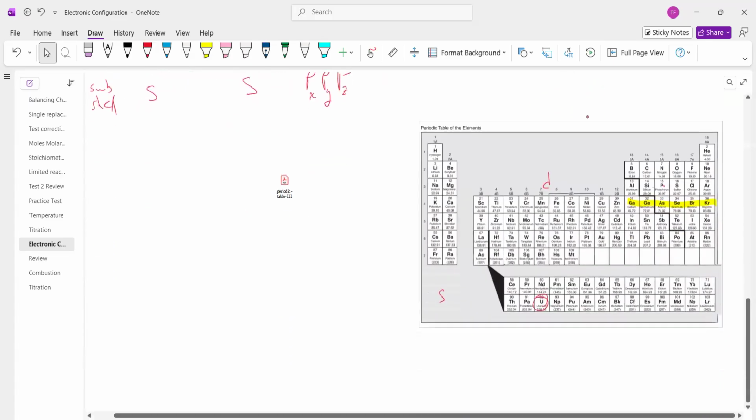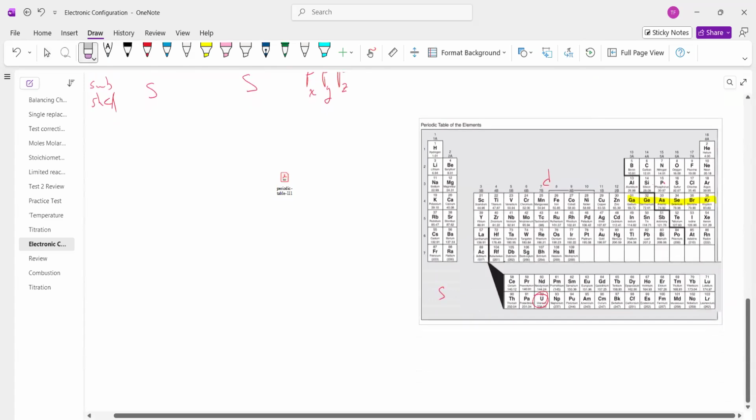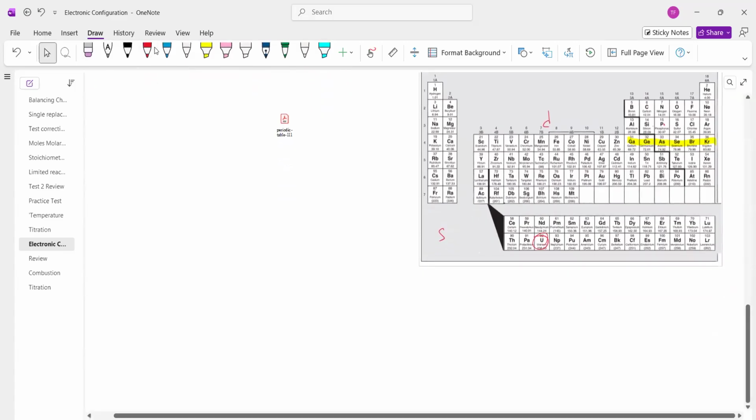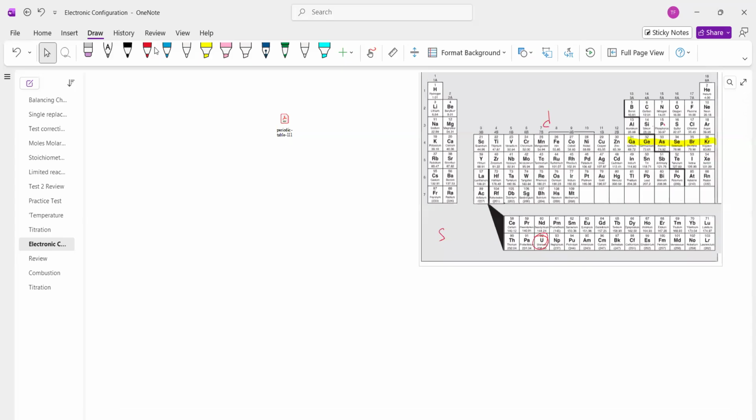Okay, so let's do sulfur. Now sulfur's got 16 electrons. 16.